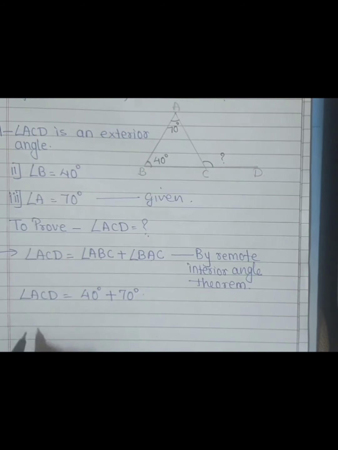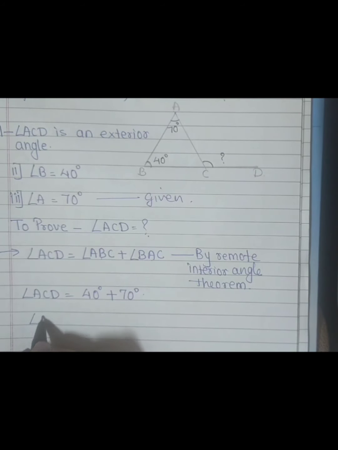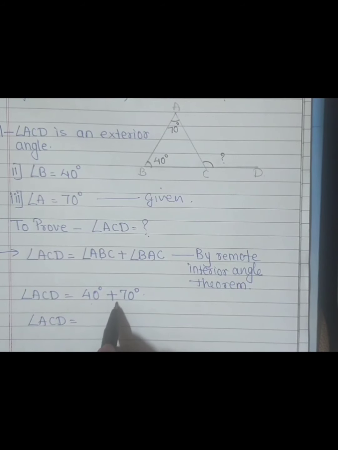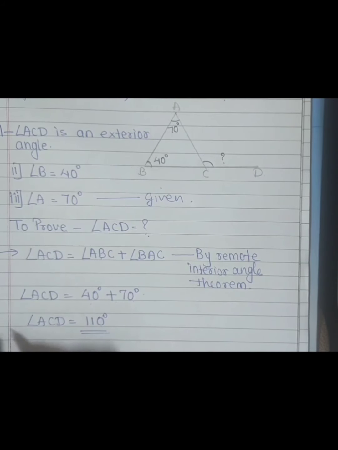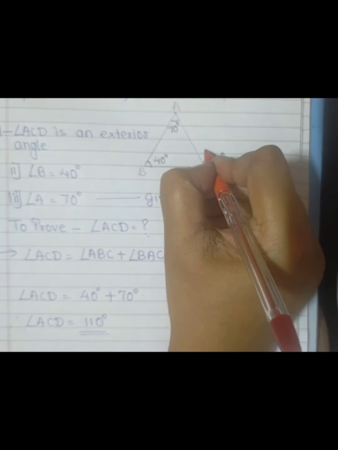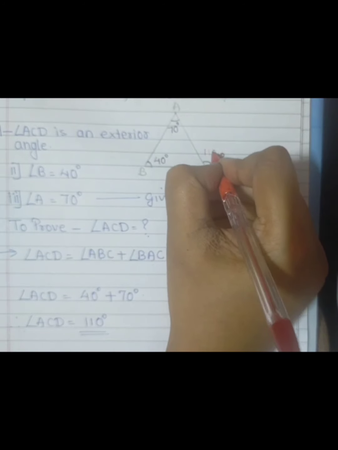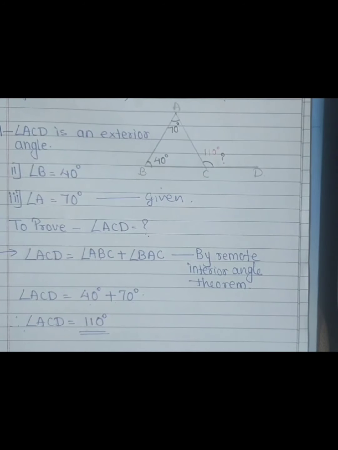Okay, now angle ACD is equal to 40 plus 70, that is 110. So we got the answer. Therefore angle ACD is equal to 110 degree. So here we have to write angle ACD is equal to 110 degree.